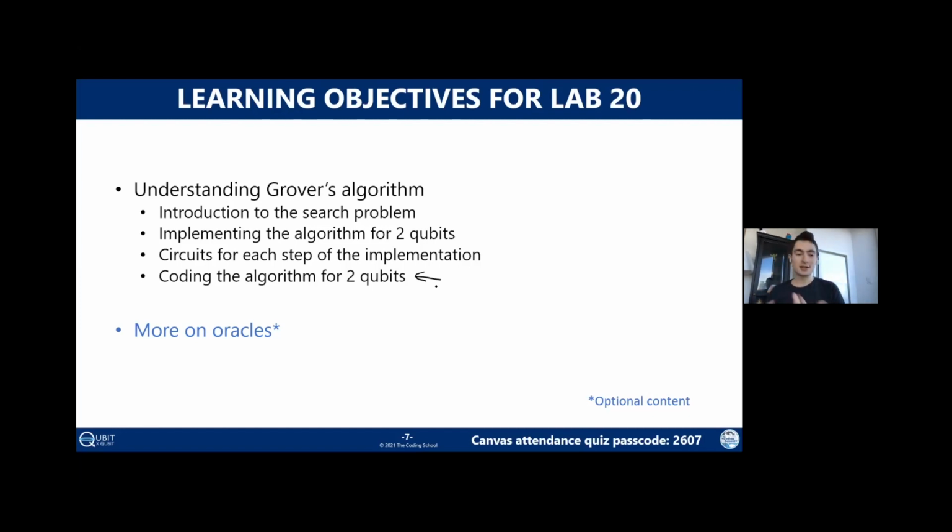The optional content is going to be a few more words on oracles, where we talk about how you come up with oracles and how you might implement them in a real world setting.